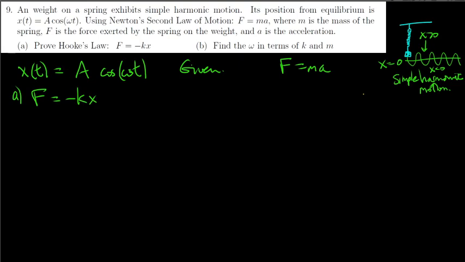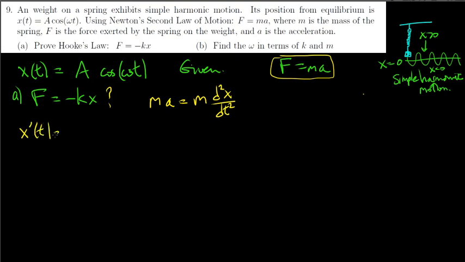So how are we going to do that? How do we get this? Well, F is also m times a. So what is m times a? The mass times the acceleration is just the mass times the second derivative of x. x is the position. So let's take the first derivative. The first derivative is just negative A and then times omega by the chain rule, sine of omega t.